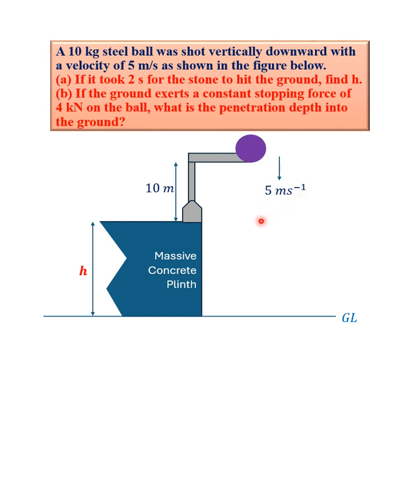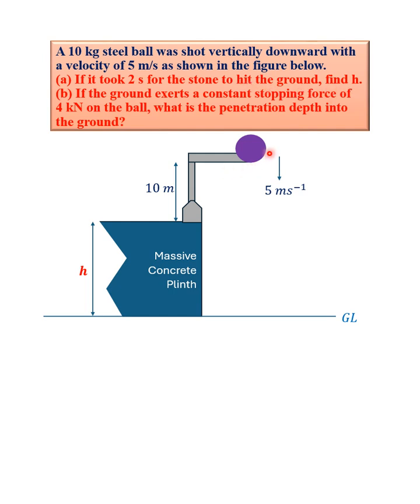As you can see, we have a massive concrete plinth with a height h and a steel column of height 10 meters from the top of the plinth. From this height, this steel ball was shot vertically downward. And the first part of the question, A, says, if it took 2 seconds for the steel ball to hit the ground, find h.